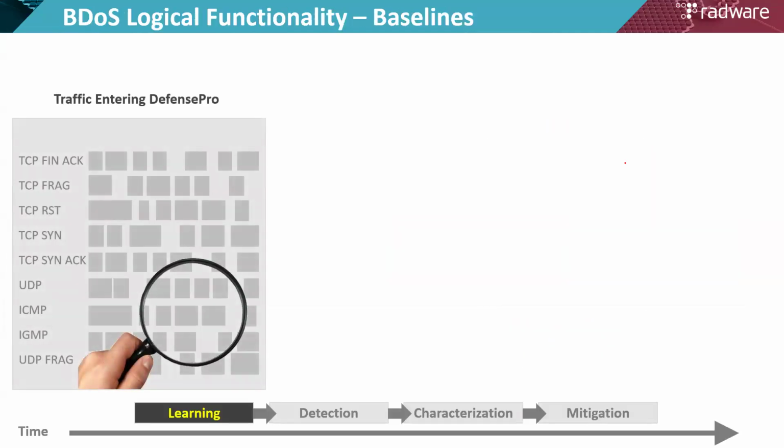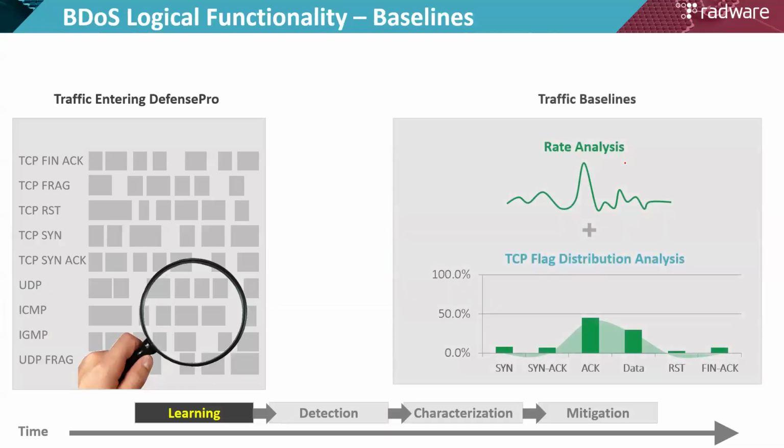First, the learning phase. During the learning phase, we are learning the traffic. As you can see on the left, all the packets we are learning. We are learning these two things: the rate part, which is the number of packets per second, and the rate invariant, which is nothing but your TCP flag distribution.